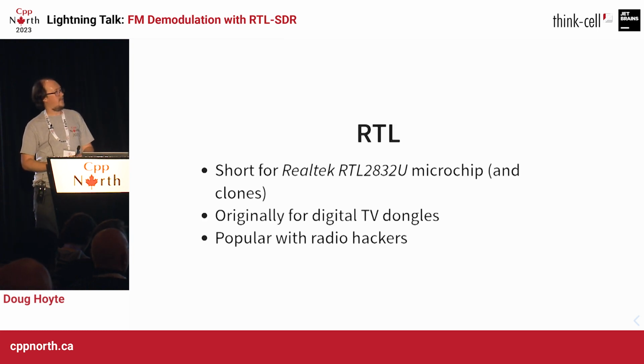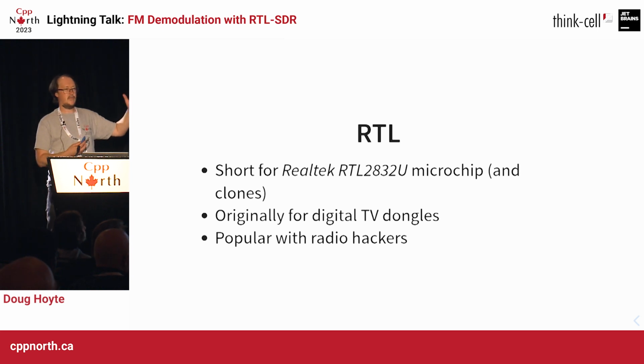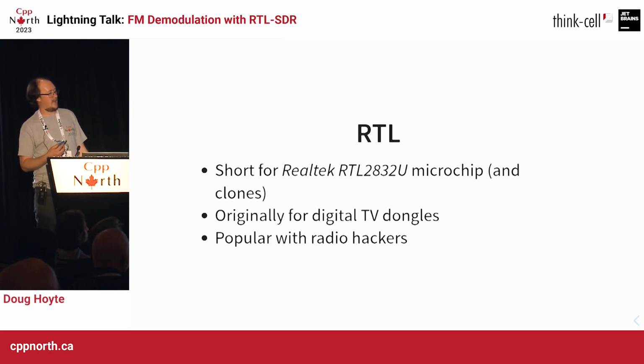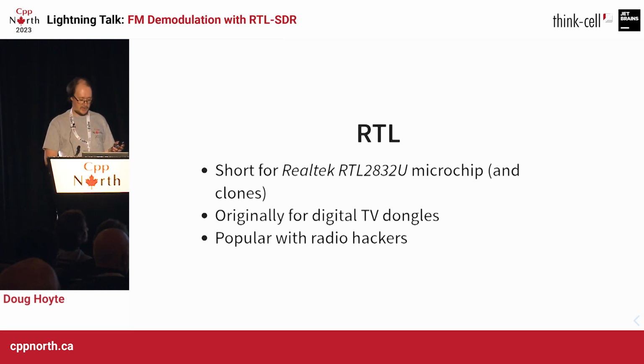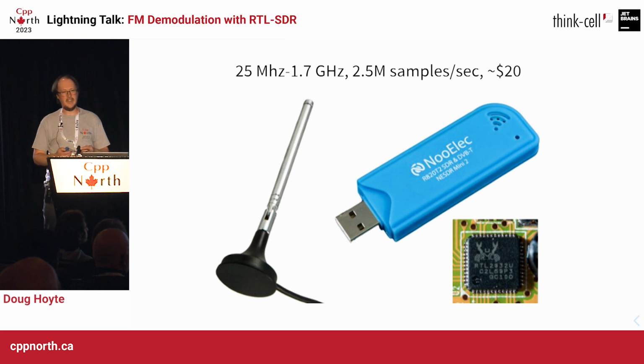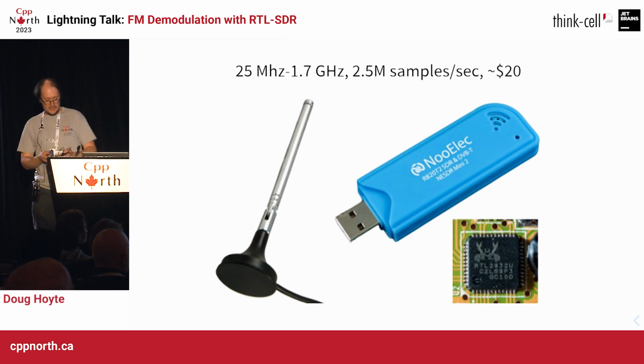RTL is this nickname for this chip, one of these Realtek ones, originally intended for TV, these little devices to watch TV. But these hackers have figured out how to put them into these little consumer units, and they're really cheap. You can get them for $10 or so. Yeah, they're really fun. On one side is USB, right? You plug in a computer. On the other side is an antenna.